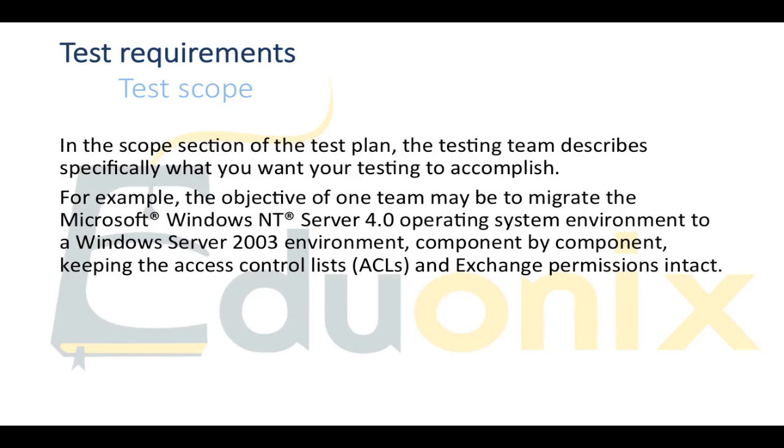Now, the testing scope. In the scope section of the test plan, the test team describes specifically what you want your testing to accomplish. For example, the objective of one team may be to migrate an NT4 server to a Windows 2003 environment, component by component, keeping the access control list and exchange permissions intact. Anything else apart from those two requirements is out of scope, and you can't be expected to test that. And it also means that if it doesn't work, there's no comeback on yourself or the QA team either, which is what you want.